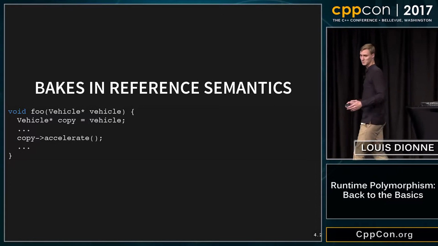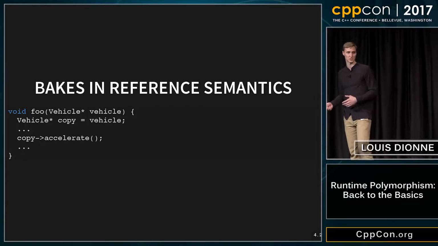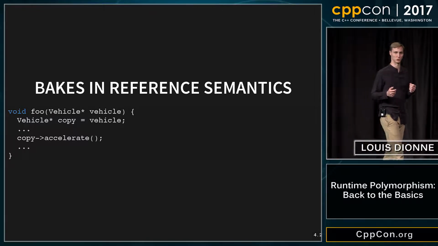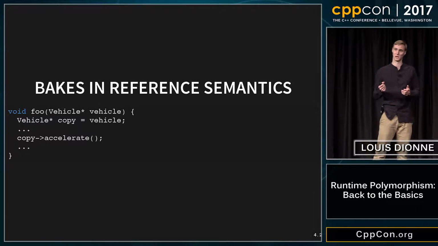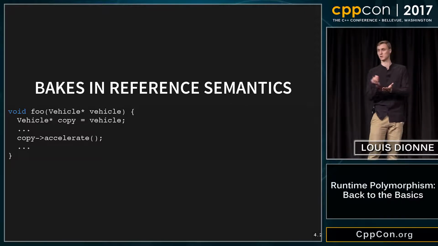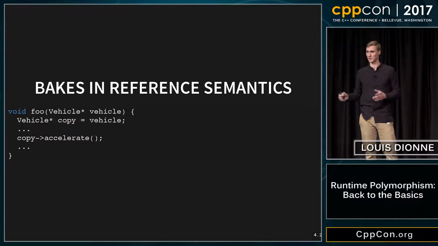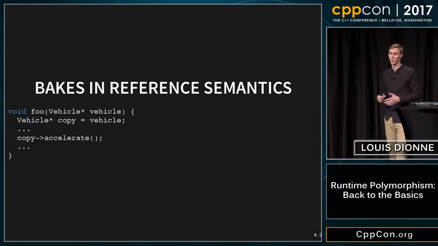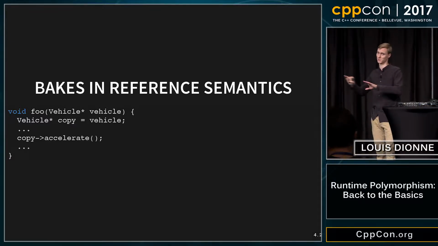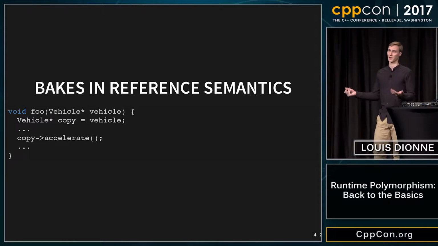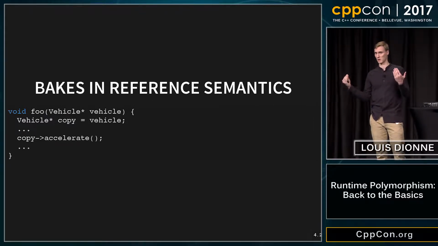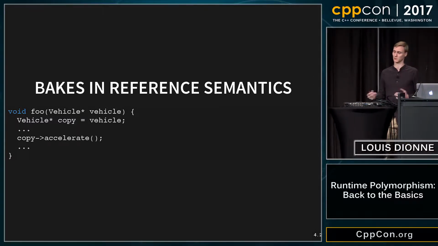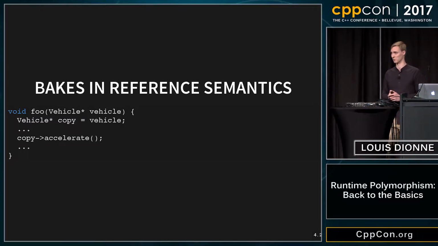So first of all, it bakes in reference semantics. In C++, we really love value semantics. But when you start using inheritance, because you need to use a pointer to the base class, basically you lose that ability. For example, if I make a copy of a pointer, I'm not making an actual copy of the object it's pointing to. So now I don't have two disjoint objects. And that's just really difficult. It makes it really difficult to do local reasoning, for example.